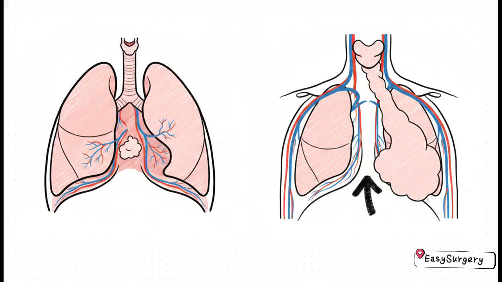But 90% are secondary plunging goiters. These started in the neck and just grew downwards over time, meaning they still get their blood from the neck vessels. And guys, this is a massive anatomical advantage because it means they can usually be pulled right back up and removed through a standard cervical neck incision.